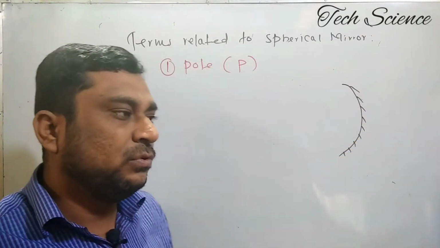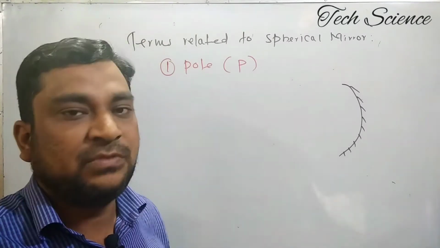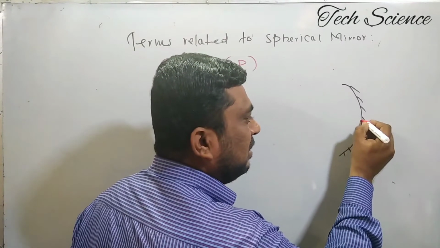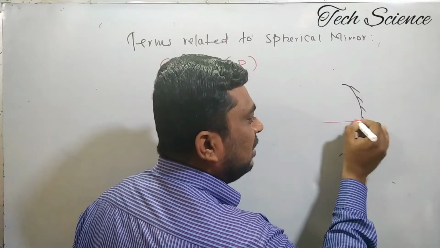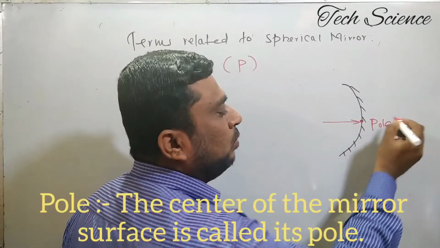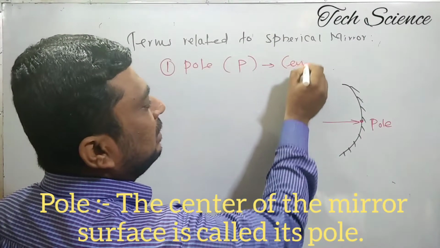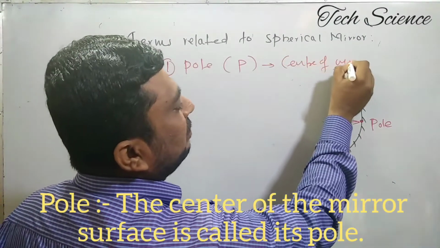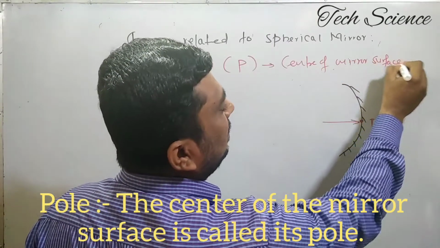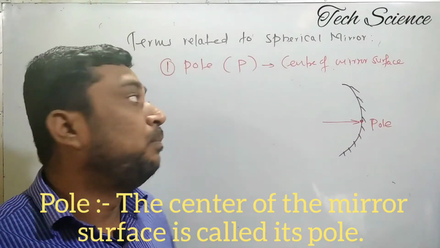Suppose I ask you a question: find out the midpoint, exactly the center of the mirror. If you have to find the center of the mirror, you can say yes, this is the point which is the center of the mirror surface. And this center of the mirror surface is called the pole. So this is the definition of pole. In short, I am writing: the center of mirror surface, or you can say the midpoint of the mirror surface. It is called the pole.